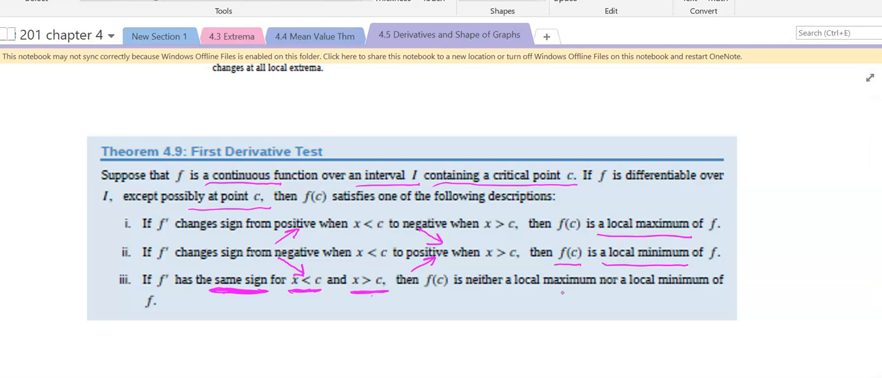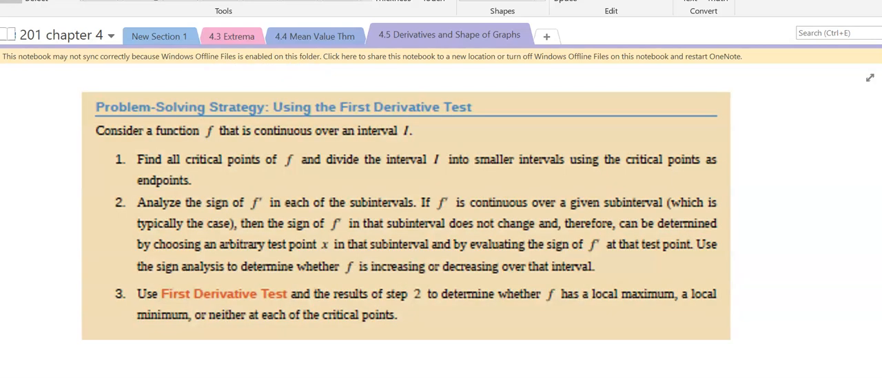How can we use this to graph functions? Let's look at the next box, which will give us our strategy for graphing. In the gold box, it explains how to use the first derivative test to predict where you have relative extrema and to know where the graph is increasing and where it is decreasing.